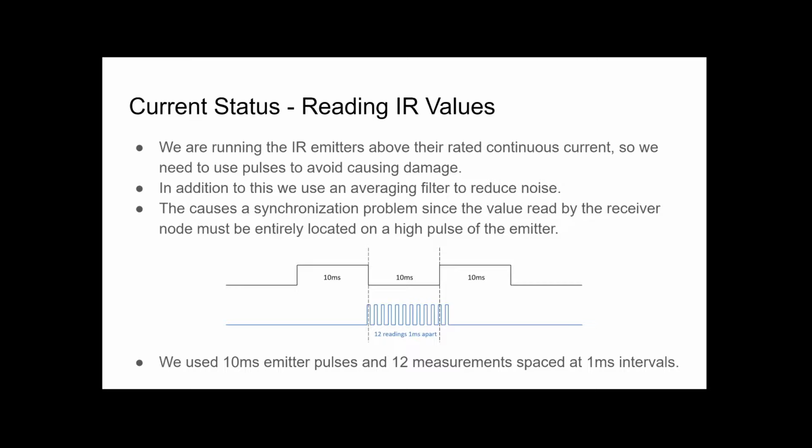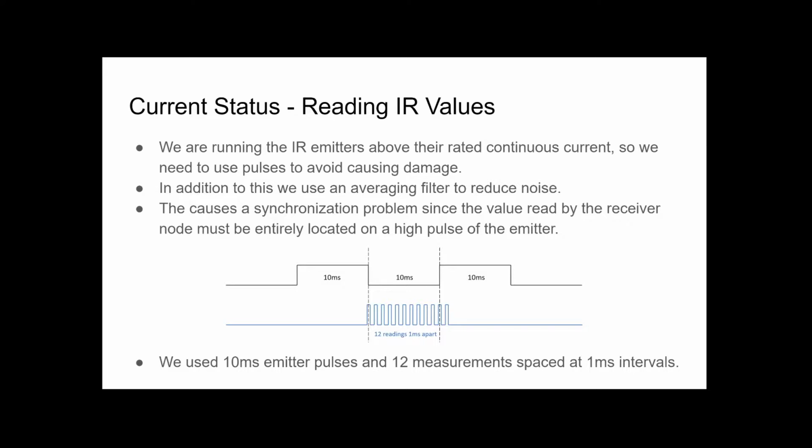In order to extend our range, we are running the IR emitters above the rated continuous current, which means we need to use pulses to avoid causing damage. In addition to this, we are using an averaging filter to reduce noise, so we take a series of readings and then average them for each individual measurement we take. This causes a synchronization problem, since now the value read by the receiver, which is an average of several readings, must be entirely located on a high pulse of the emitter.